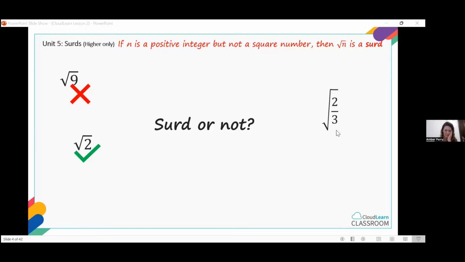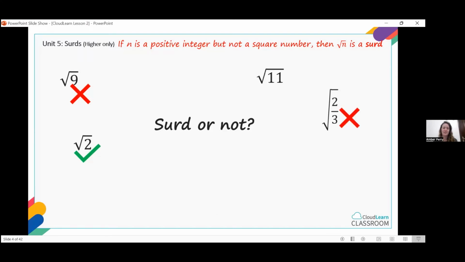So if it's a fraction inside that square root, then no, it is not a surd, okay? Even though it's not a square number, 2 is not a square number, 3 is not a square number. So the square root of 2 is a surd, the square root of 3 is a surd, but as a fraction, not a surd, okay? Has to be a whole number. So they're a bit tricky, this one. Let's try another one.